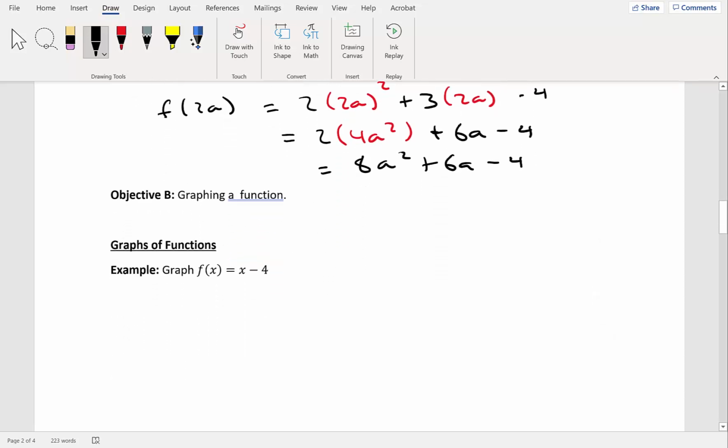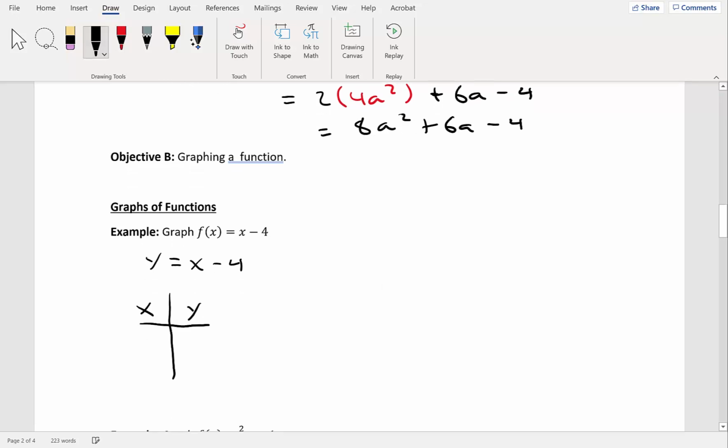Now for this example, we have graph f of x is equal to x minus 4. Remember, f of x is the same as y. So what we really have is the equation y is equal to x minus 4. And now this looks exactly like what we saw in the previous problem. So let's go ahead and pick some values. Let's pick values for x, and then that will tell us what our y is equal to. So I'm going to go ahead and choose 0 for x.